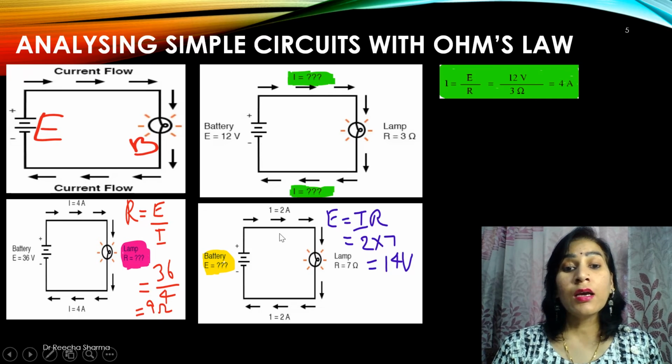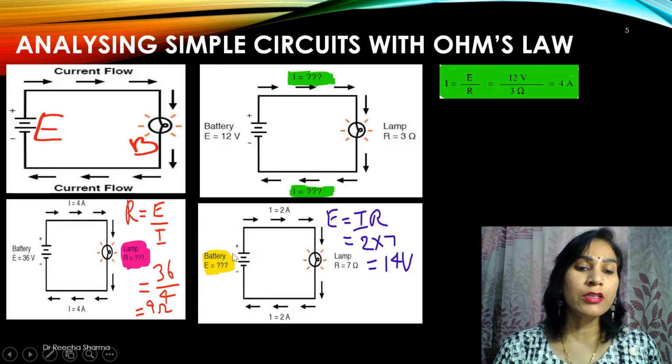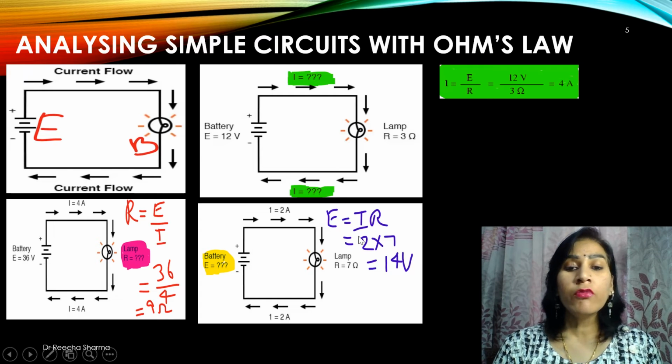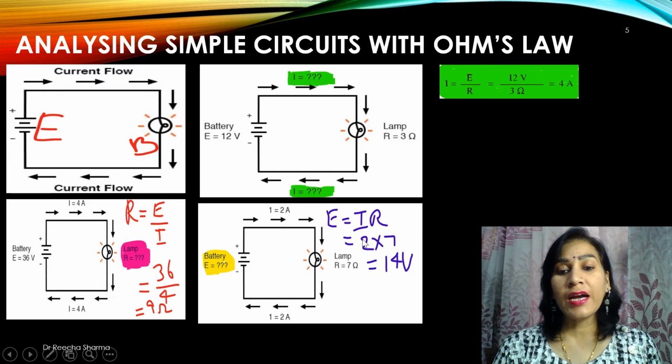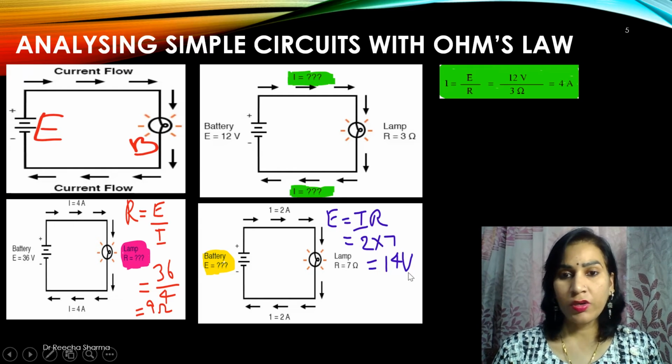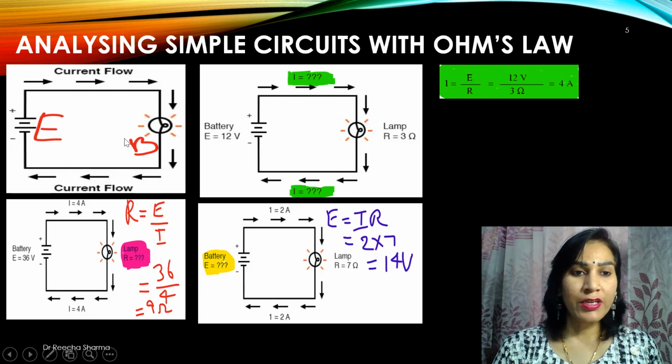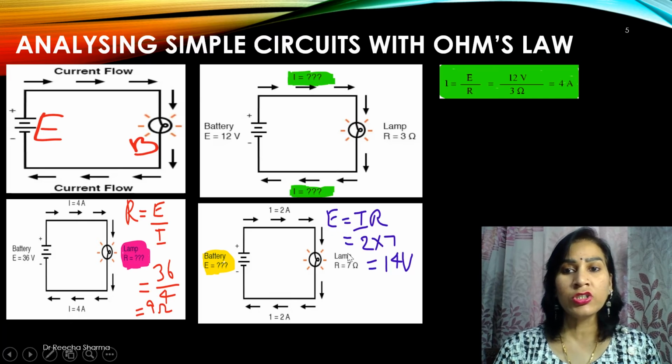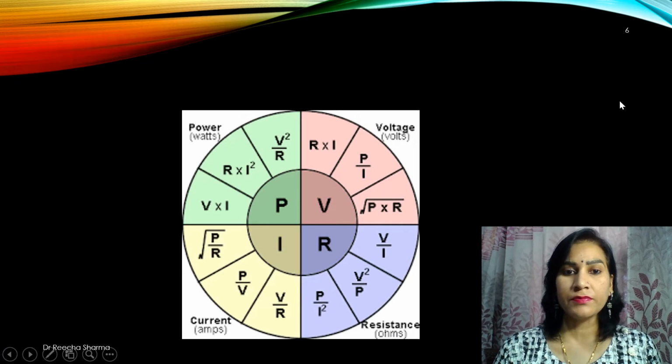Next, the current is given, the resistance is given, but we have to find out the value of the voltage. We know that E is equal to IR. I is 2 ampere, R is 7 ohms. So, the value of voltage is 14 volts. In this way, we can find out the value of current, resistance and voltage using Ohm's law.